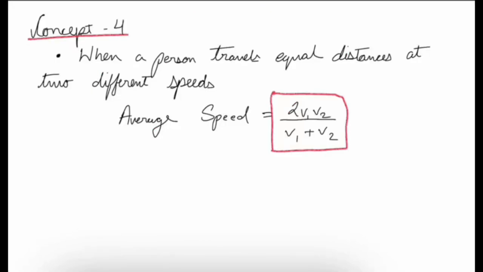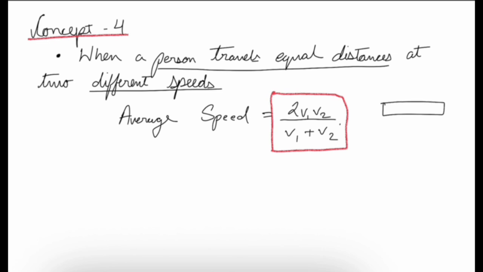Okay, now first you will learn a new concept, number 4, before we begin with another problem. It says that when a person travels equal distances at two different speeds, the average speed is given by this formula. What does that mean? Suppose instead of a person, I'll consider a train.